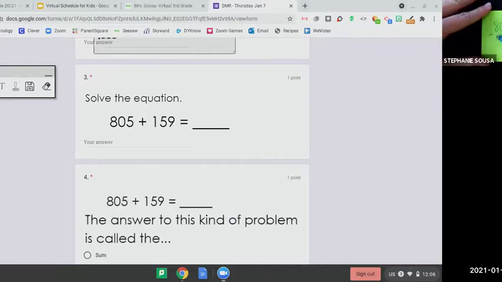805 plus 159. 5 plus 9 ones is equal to 14 ones, which is 10 and 4 ones. 10 plus 0 tens plus 5 tens is 6 tens. 800s plus 100 is 900s. So the answer that you should have typed is 964. Boom, 964.